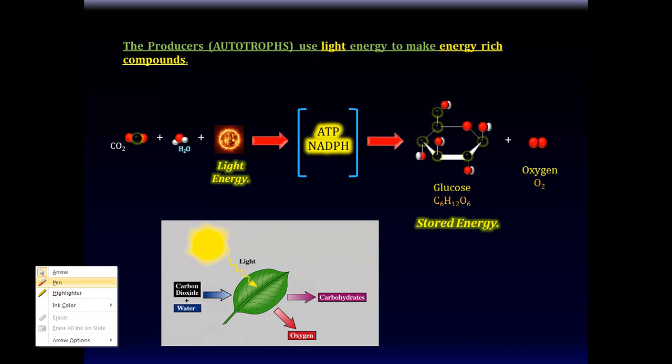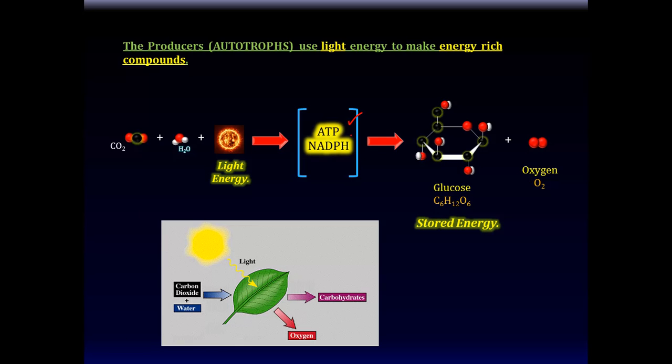And energy-rich compounds are ATP and NADPH for immediate use for plants. And the stored form of this energy is glucose. Glucose is an energy-rich compound.